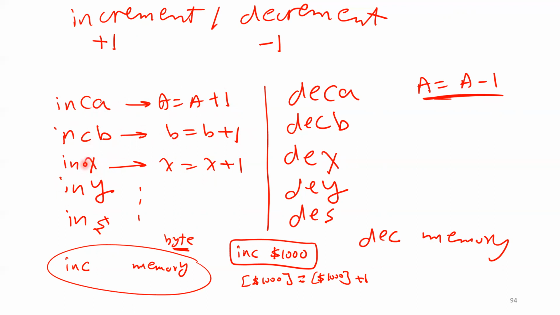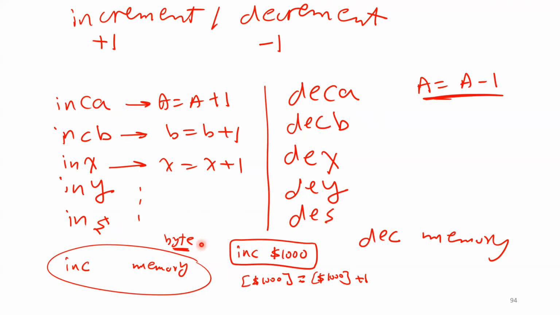We have increment X. One word. There is no space here. One word. Increment Y. Okay. Increment S. S here is for stack pointer, as I told you before, and we're going to use it later. Okay, so that's all we have. We also have decrement A, decrement B, decrement X, decrement Y, decrement stack pointer. Is that okay?